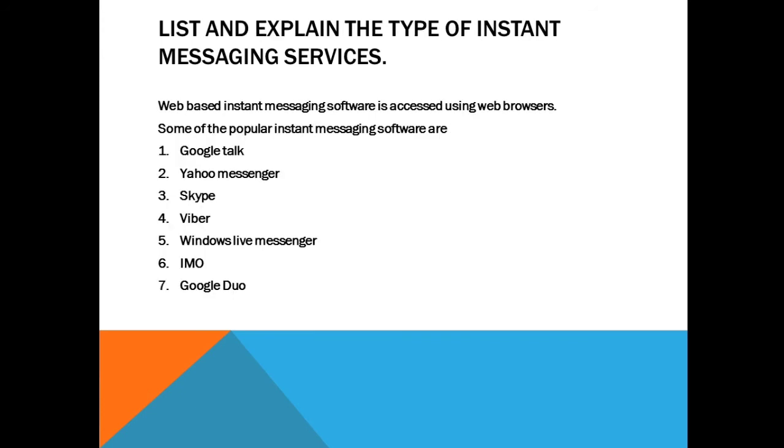And the second question is: list and explain the types of instant messaging services. Exactly what kind of messaging services are going on in a wide area network. As we are familiar with all these applications: Google Talk, Yahoo Messenger, Skype, Viber, MSN, Windows Live Messenger, IMO, Google Duo, and all these different types of application platforms where we can do instant messaging, calling, video chatting, surfing, and all these things.